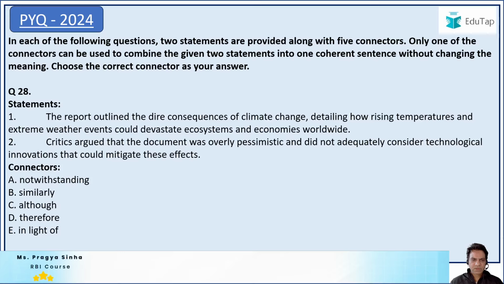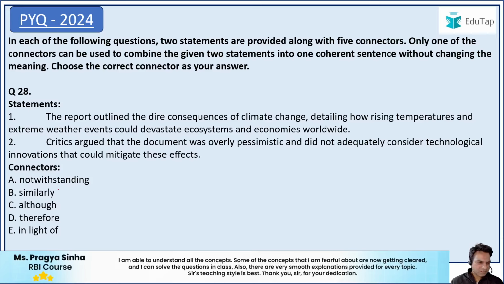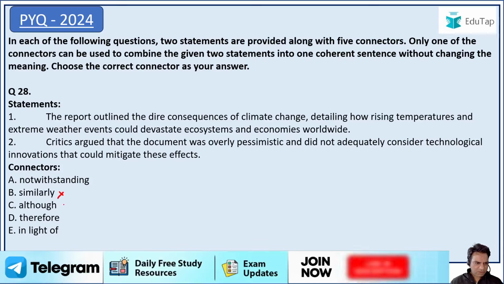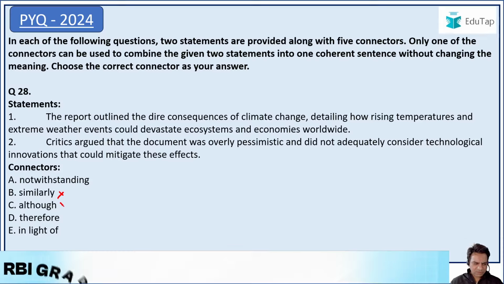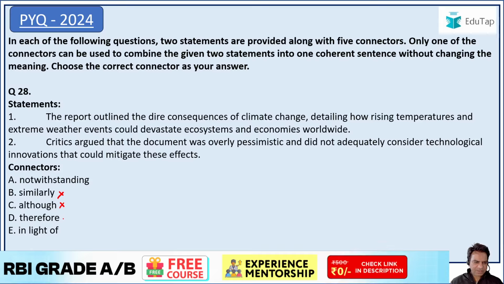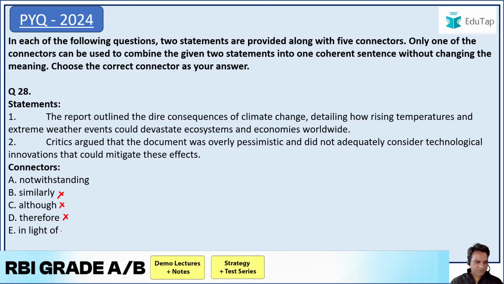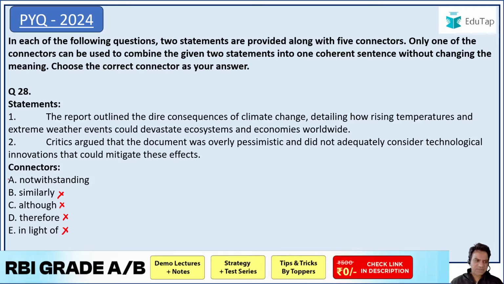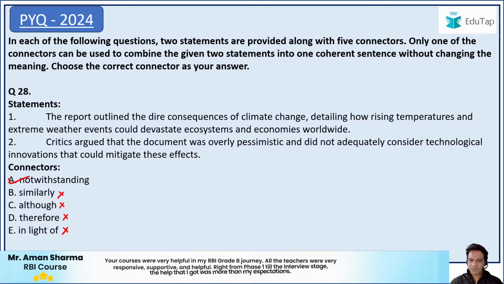So these are counter sentences, they counter each other. So notwithstanding, okay. Similarly, critics argued, no. Although critics argued that the document was overly pessimistic, no. Therefore, critics argued, no. It's continuity, but we have to find a contradiction. Notwithstanding means not agreeing with the statements. Critics argued that the document was overly pessimistic.